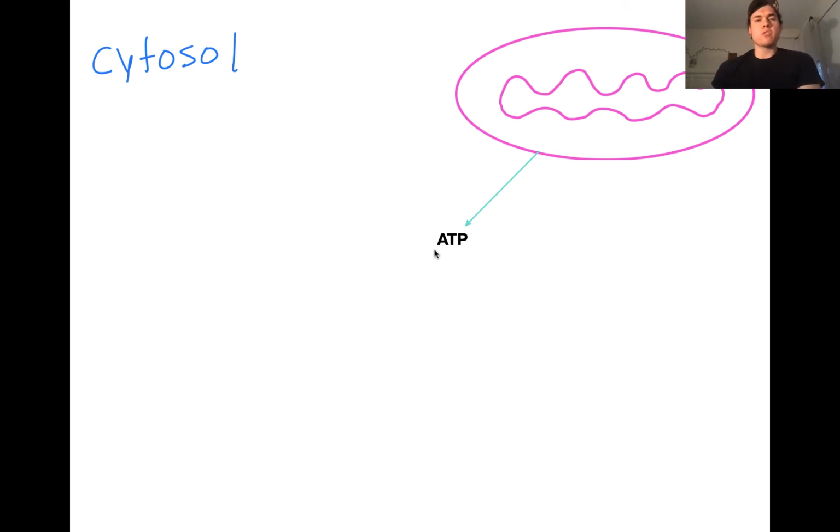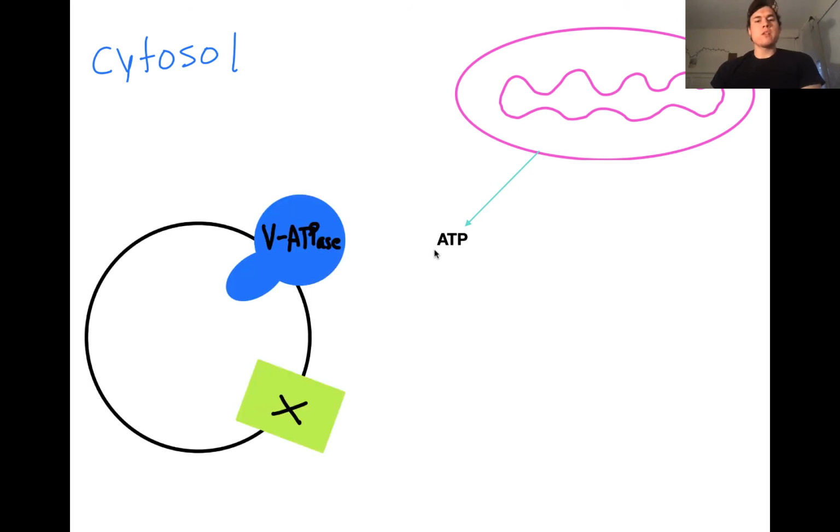So how is the vesicle going to do this? Well, the vesicle is going to use two different transport proteins. The first protein is called a V-ATPase, otherwise known as a proton pump. It takes the ATP produced by the mitochondria, hydrolyzes it to ADP and inorganic phosphate, and uses the energy released by that hydrolysis to pump protons into the lumen of the vesicle against the concentration gradient.